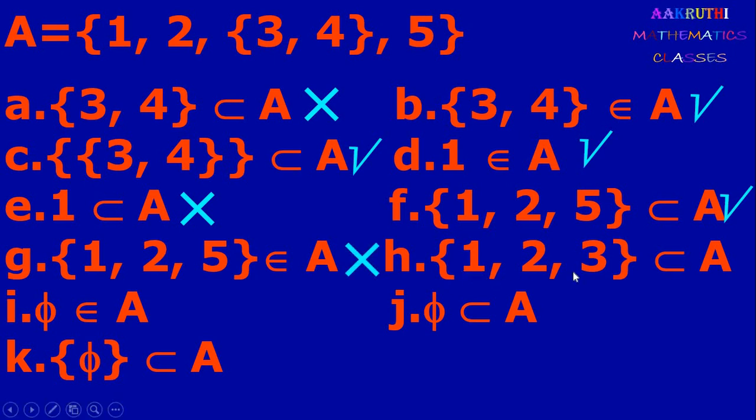Next one, set {1, 2, 3} subset of A. Now here 1 is present in A and 2 is present in A. 3 is not present here. So it is set {1, 2, 3}, but element 3 is not present in set A. Therefore all the elements of this set are not present in set A. So writing {1, 2, 3} is a subset of A is wrong.